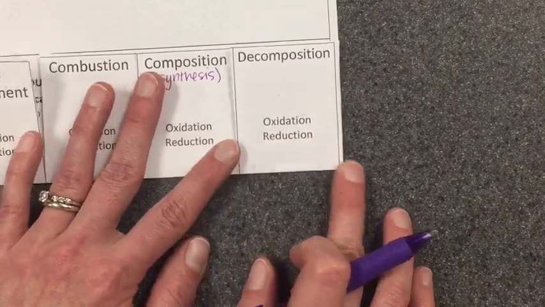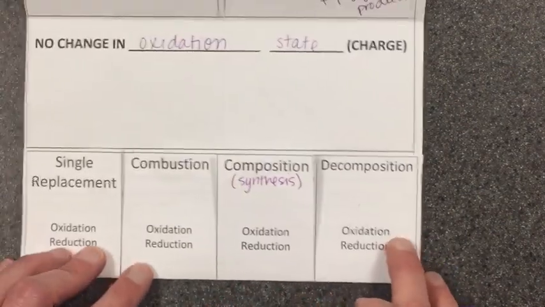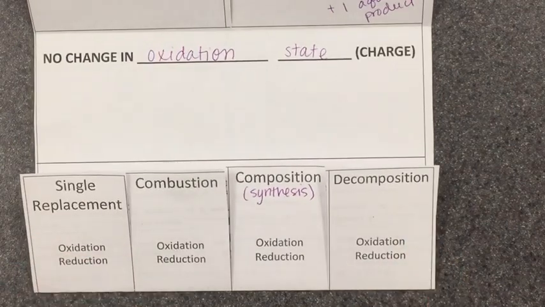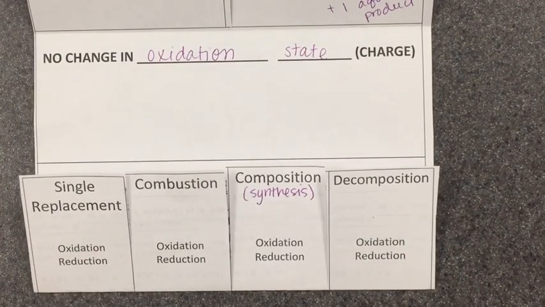Now later on we'll talk about how the charges change in these chemical reactions, but for now you guys have to be able to classify the reactions. So what I have are the station cards from the stations activity that we did in class. And I want you guys to be able to recognize the type of equation.